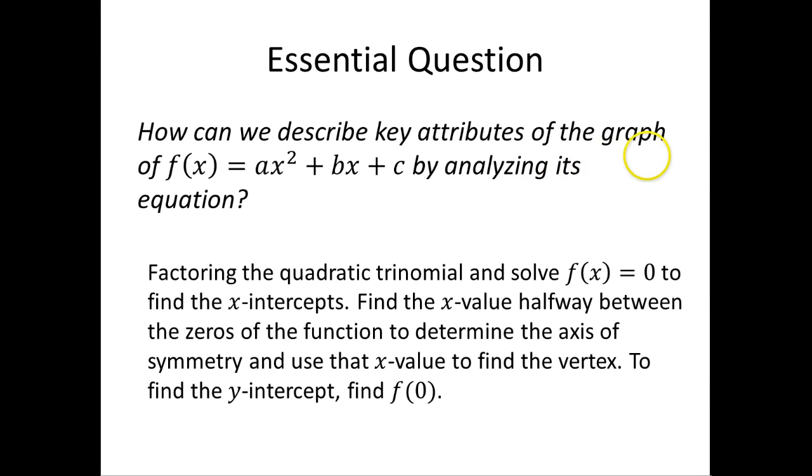Okay, so we answered the following essential question today. How can we describe key attributes of the graph of f of x when f is a quadratic function in standard form by analyzing its equation? What we do is we factor the quadratic trinomial and solve for f of x is equal to 0 in order to find the x-intercepts. And then we find the x value that's halfway between the zeros of the function. Zeros is another name for x-intercepts, in order to determine the axis of symmetry, and we use that x value to find the vertex. To find the y-intercept, we just find f of 0.